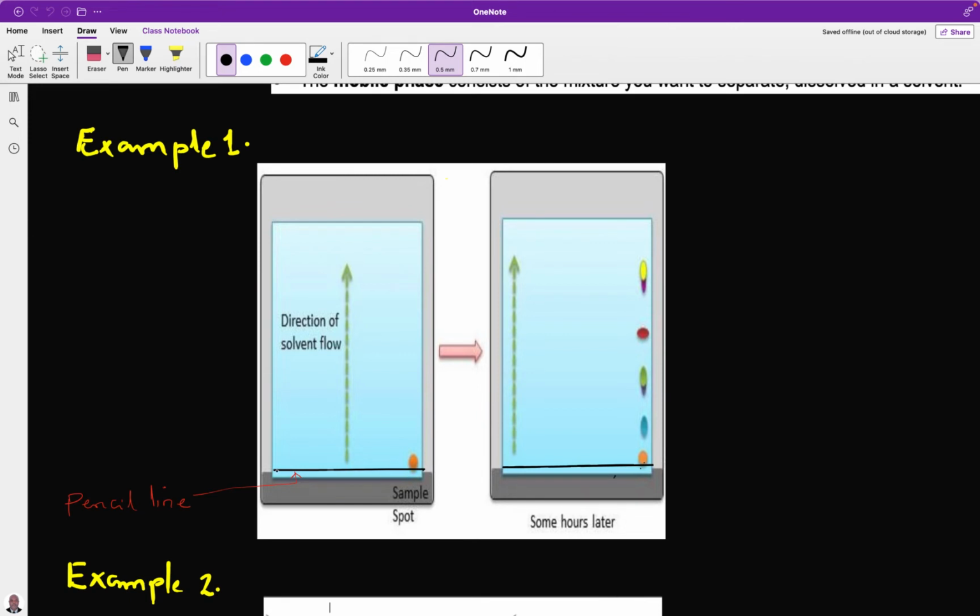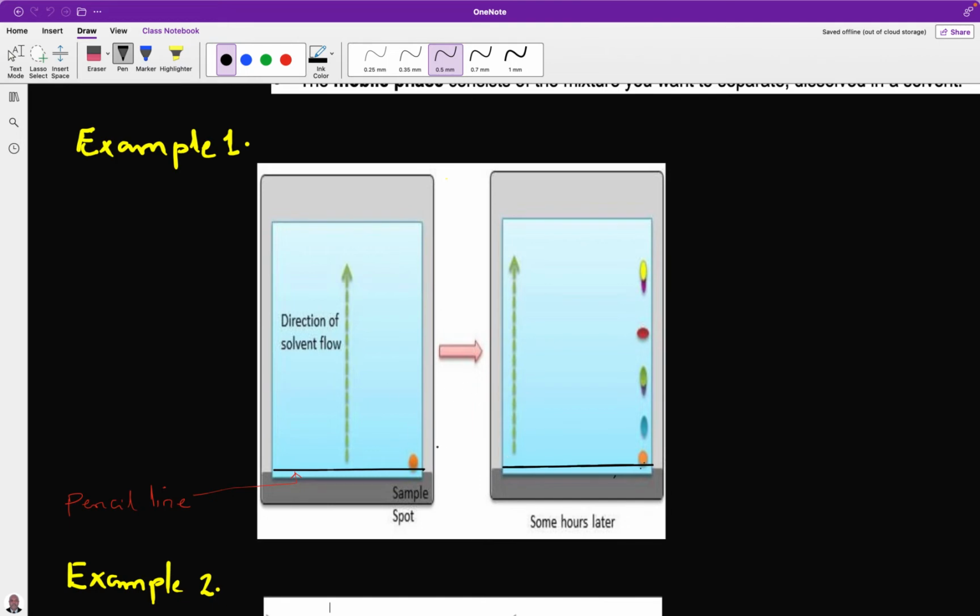We use the pencil to draw a line right here. On that line is where you can spot the dye. The pencil line must be above the liquid. It should not be in the liquid or in the solvent. It should be above the solvent. On that pencil line, you can spot different dyes for investigation.